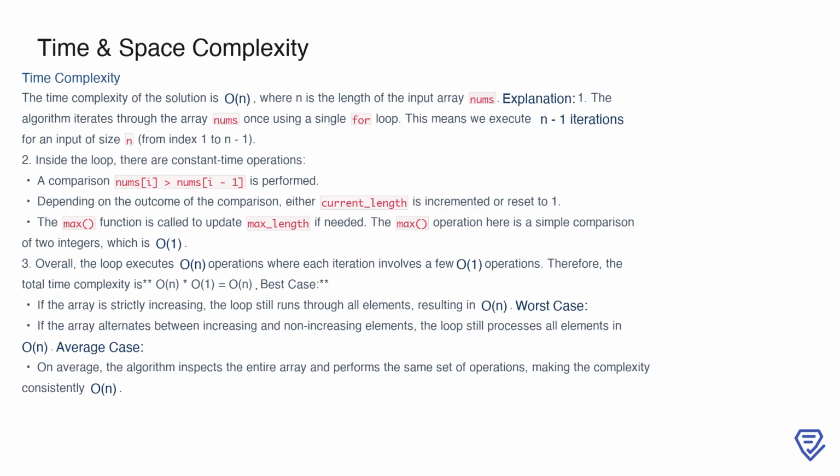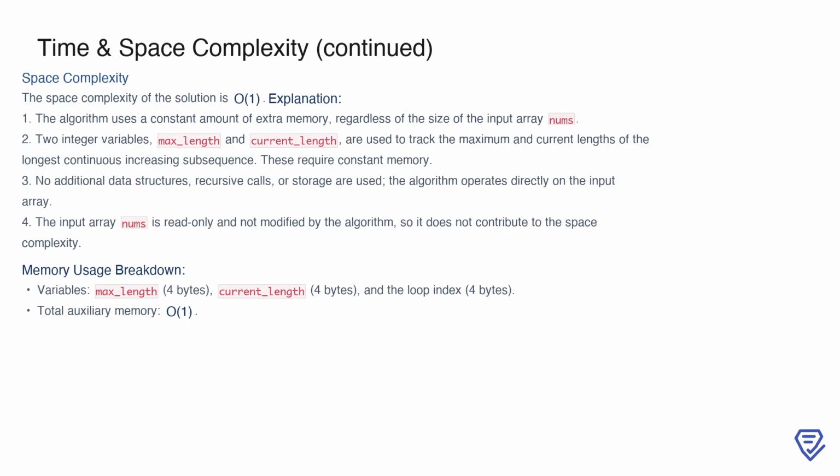This holds true for all cases: the best case, where the array is strictly increasing; the worst case, where the sequence alternates frequently; and the average case, where we still examine each element in linear time. The space complexity of this solution is O(1), which means it uses a constant amount of extra memory, regardless of the size of the input array.